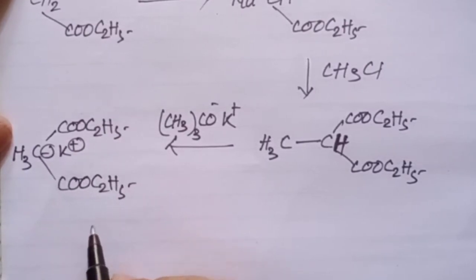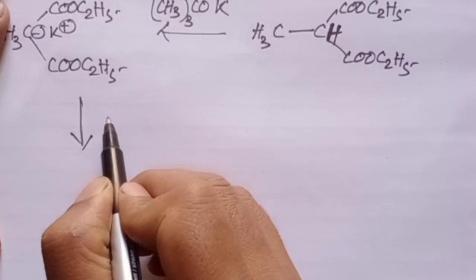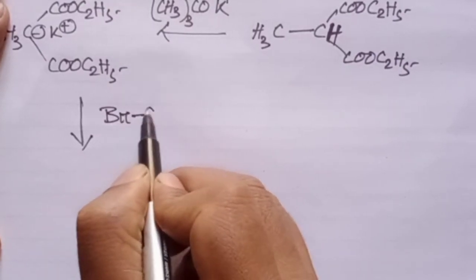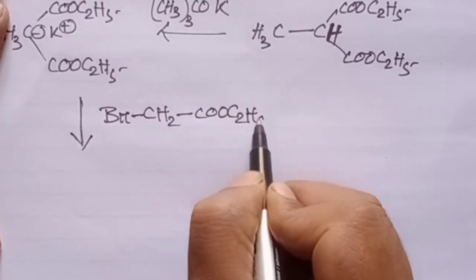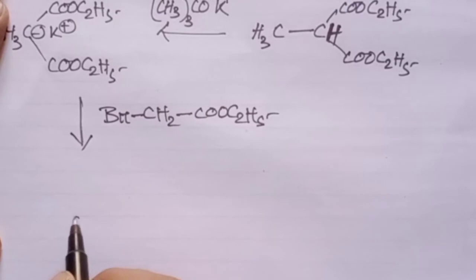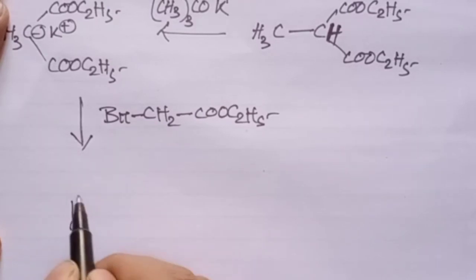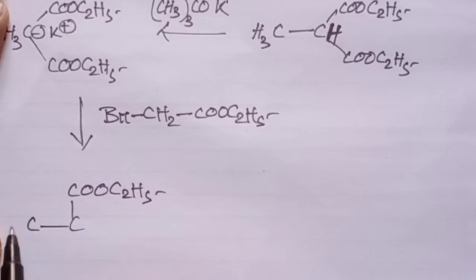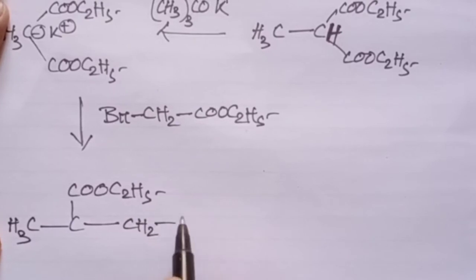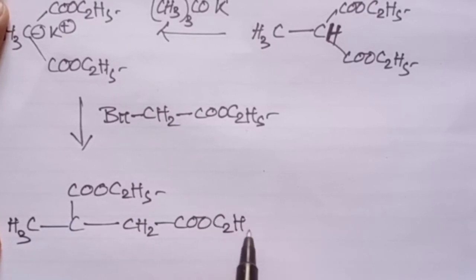C2H5. BrCH2COOC2H5 I have given, so that potassium will be left out. COOC2H5. Here it is CH3. Here it is CH2COOC2H5. Here it is COOC2H5. That one will be the product.